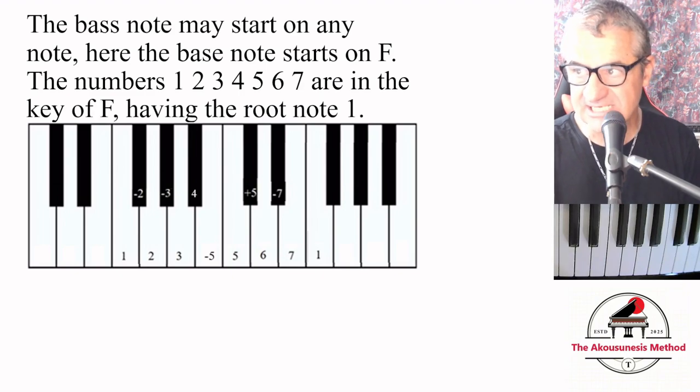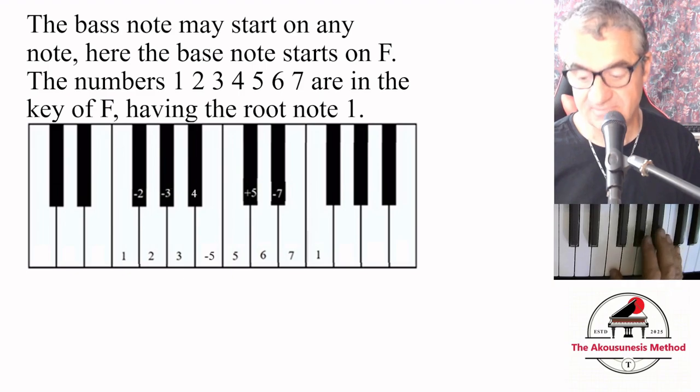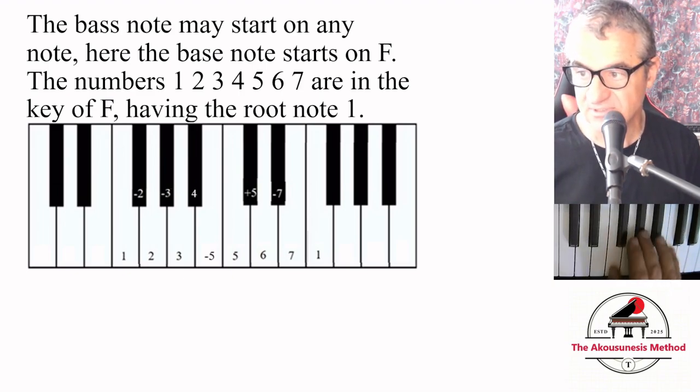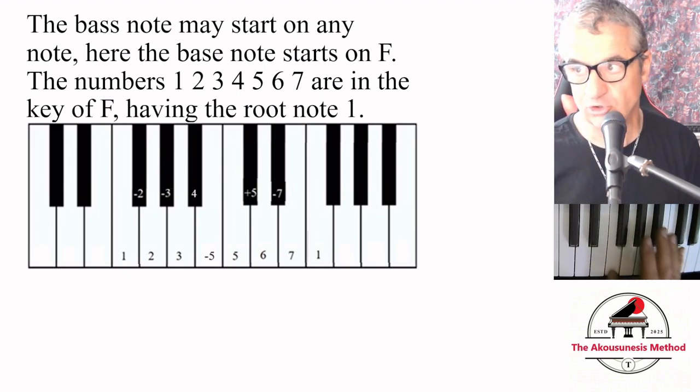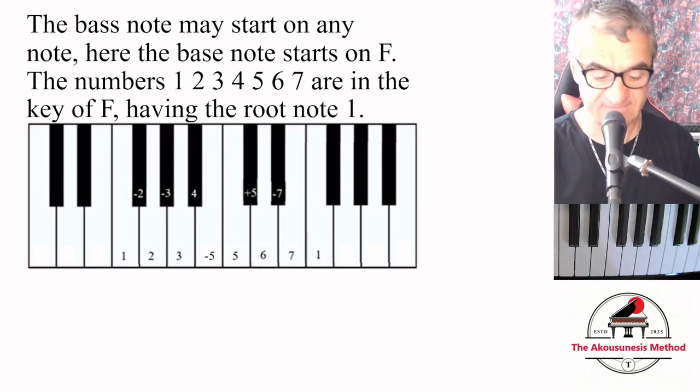Here the bass note starts on F. Numbers 1, 2, 3, 4, 5, 6, 7 are in the key of F, having root note 1, okay? The root note is 1, which is also the bass note for all these intervals, but it's also the root note of the key of F.